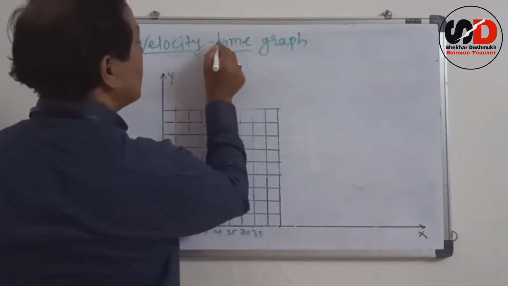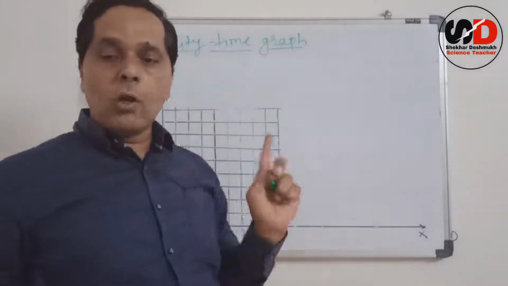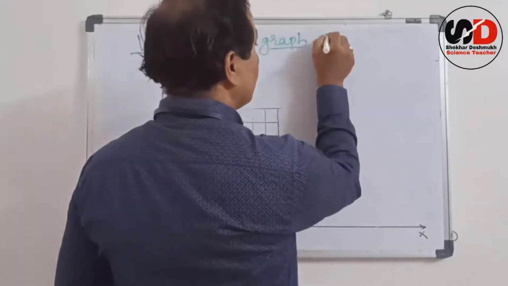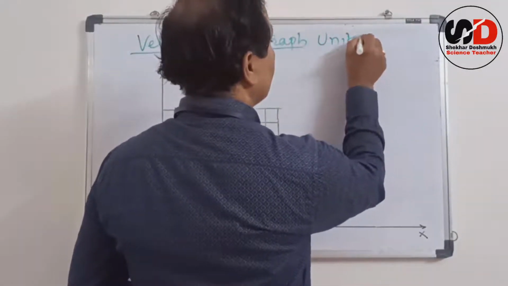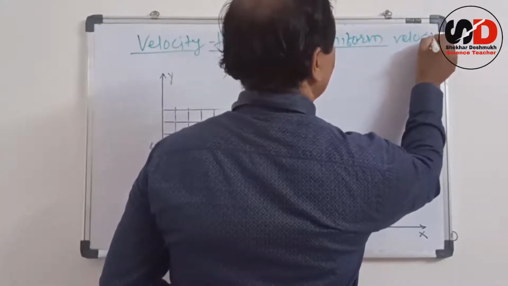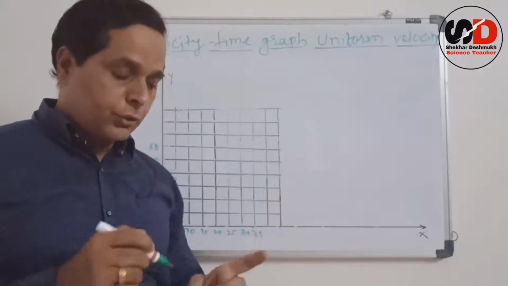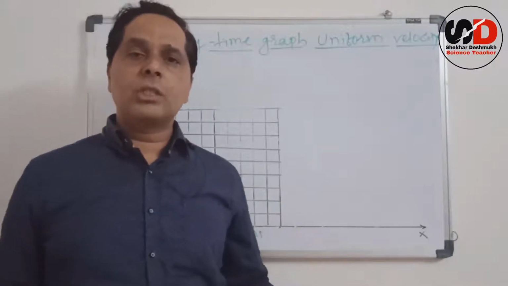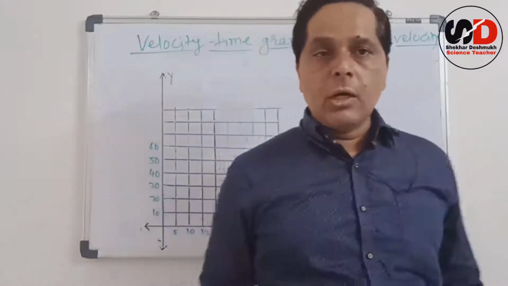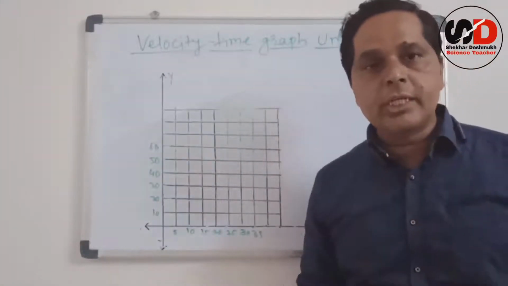Now we have to draw the graph between velocity and time. Velocity time graph for uniform velocity. Again, what is meant by uniform velocity? Uniform velocity means uniform motion. That means the velocity is not changing. The object is covering equal distance, and therefore the velocity is not changing.